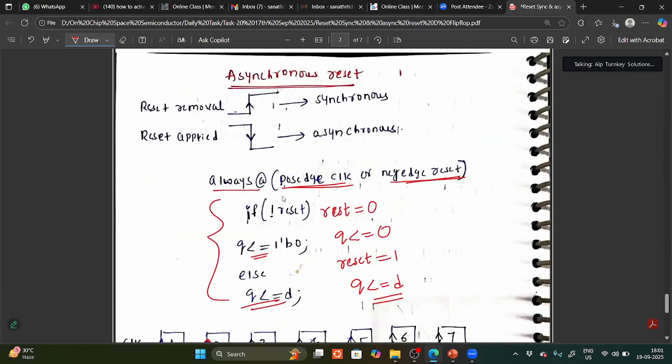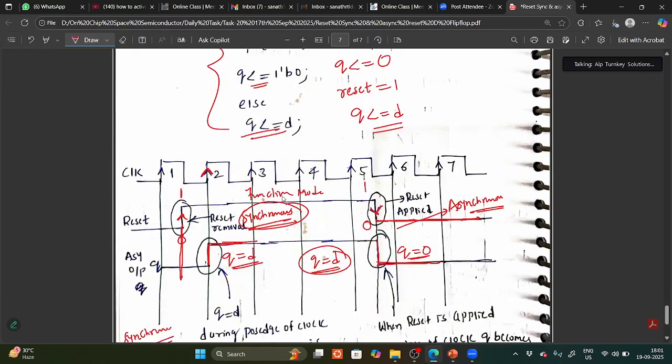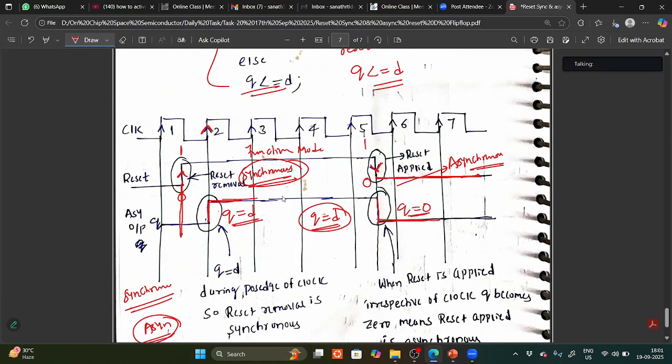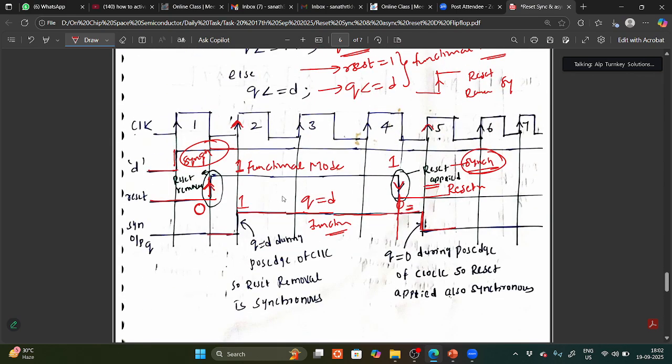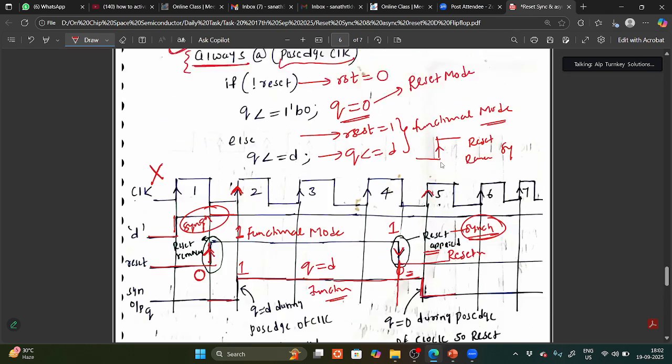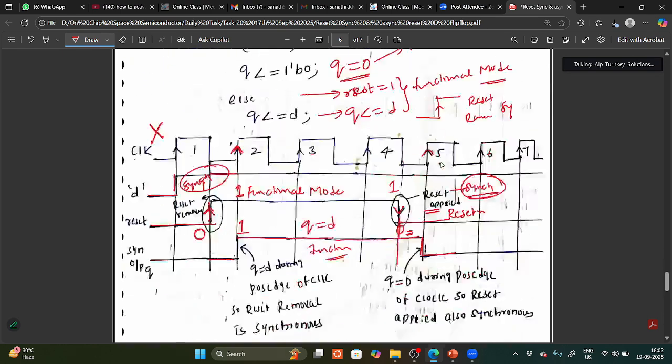Basically, if you want to reset the design, sometimes by default the clock is not working. Synchronous reset operates with the edge of the clock. If the clock is not working, can you reset the device? You can't reset the device. That is the main disadvantage of synchronous reset.